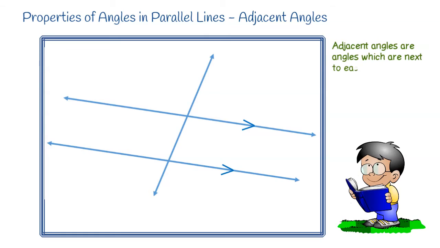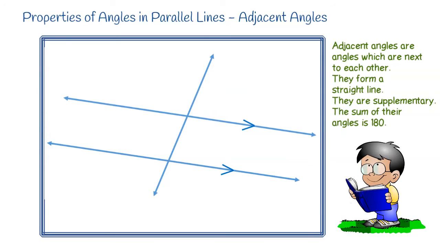Adjacent angles. Adjacent angles are angles which are next to each other. They form a straight line. They are supplementary. The sum of their angles is 180 degrees. Angles 1 and 2 are adjacent. They are next to each other.